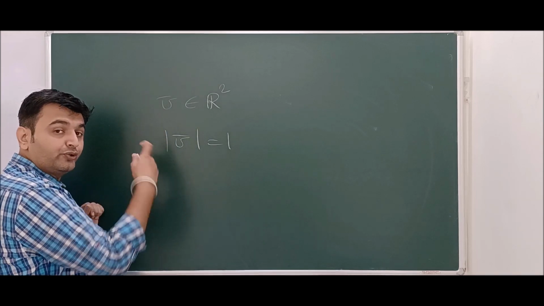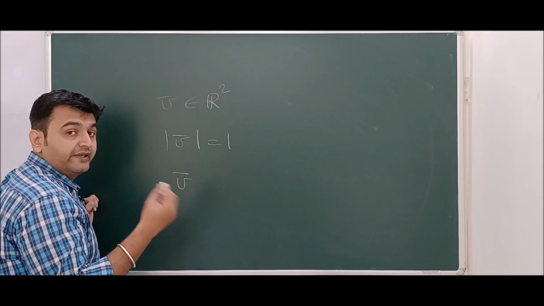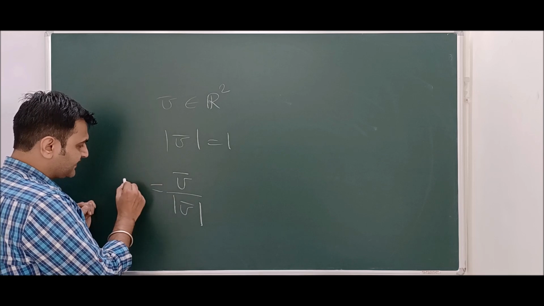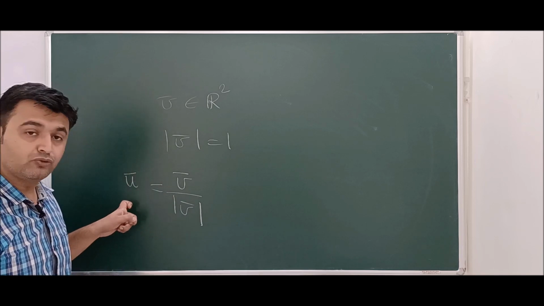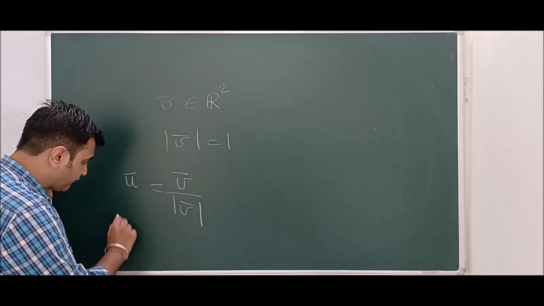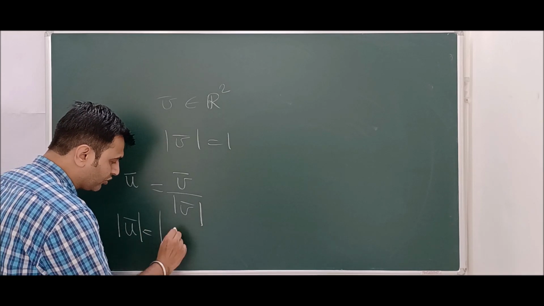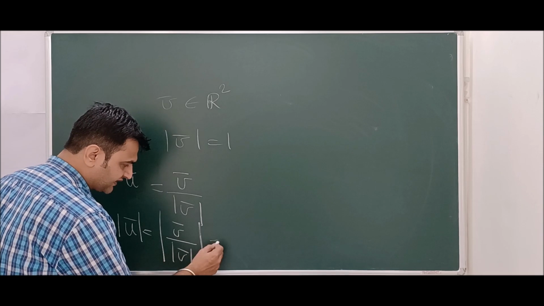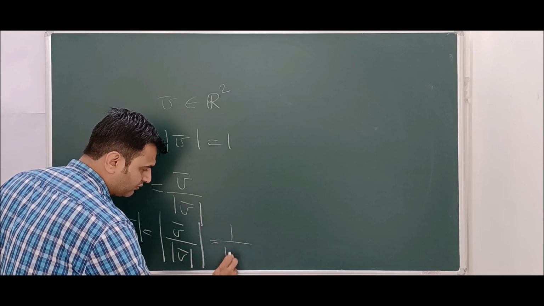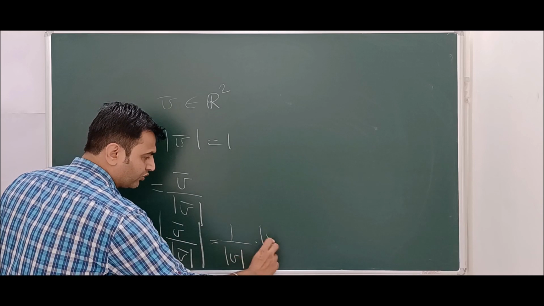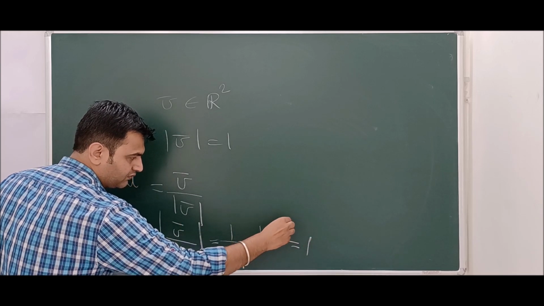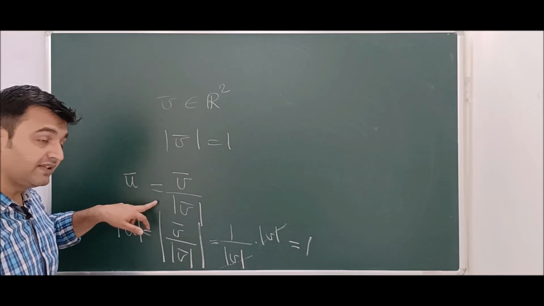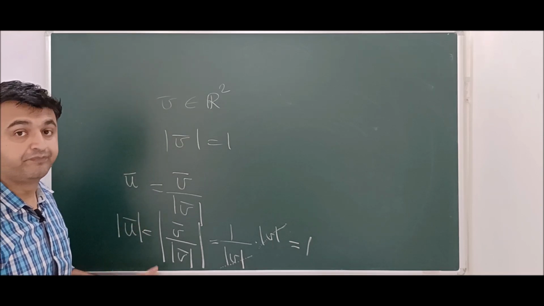And if the vector is not a unit vector, how do you make it a unit vector? You divide by the length of that vector. If I call this U bar, then this U bar is a unit vector. Why? Because what is mod of U bar? It is mod of V bar upon mod of V bar. But this is a number, so it is 1 upon mod of V, times mod of V. This is 1. So if a vector is not a unit vector, you divide by its length to make it a unit vector.